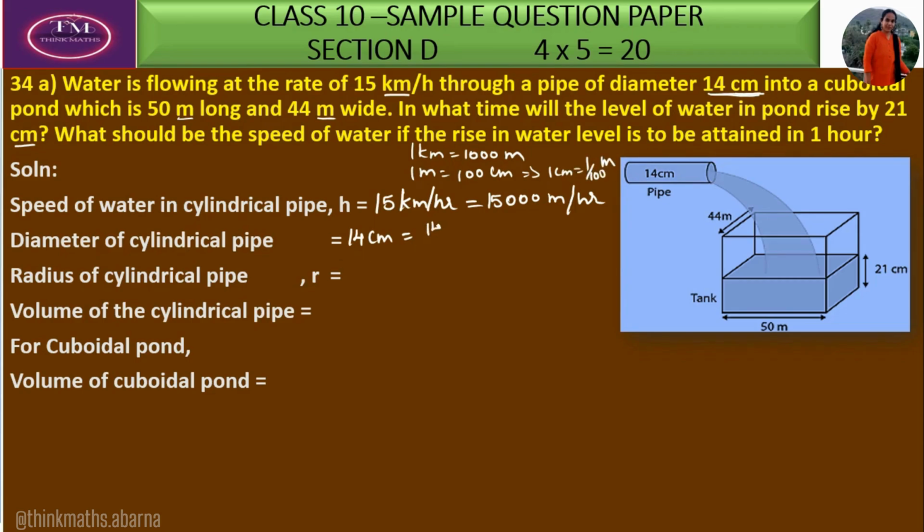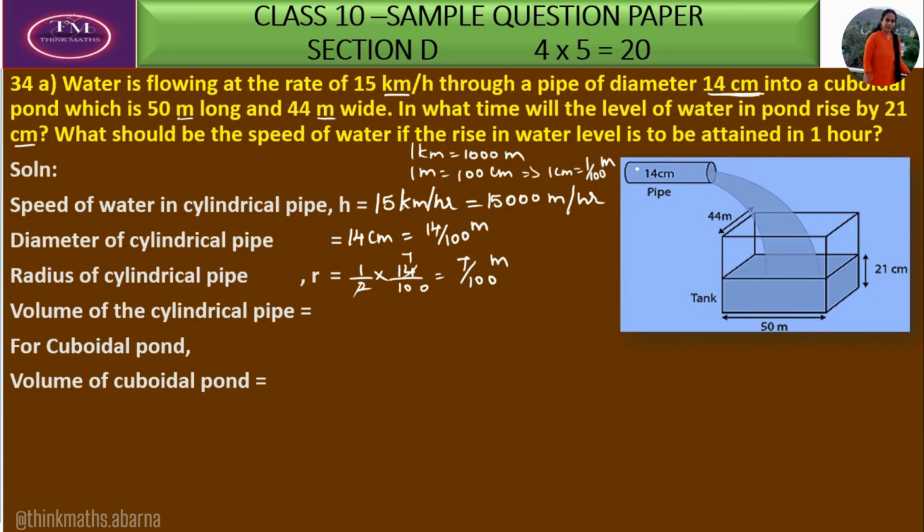So it will be 14 by 100 meter. Okay, so this is the diameter. So what will be the radius? For the radius you have to divide by 2. So 1 by 2 into 14 by 100. 1 2s are 2 and 7 2s are 14. So it is 7 by 100 meter. This is the radius of the cylindrical pipe.